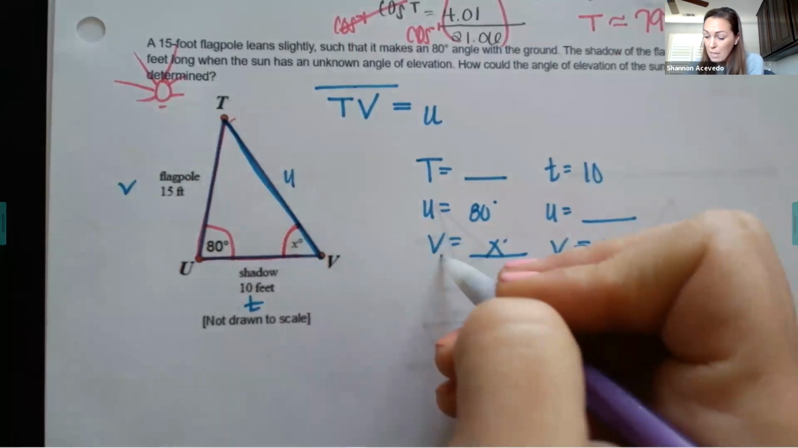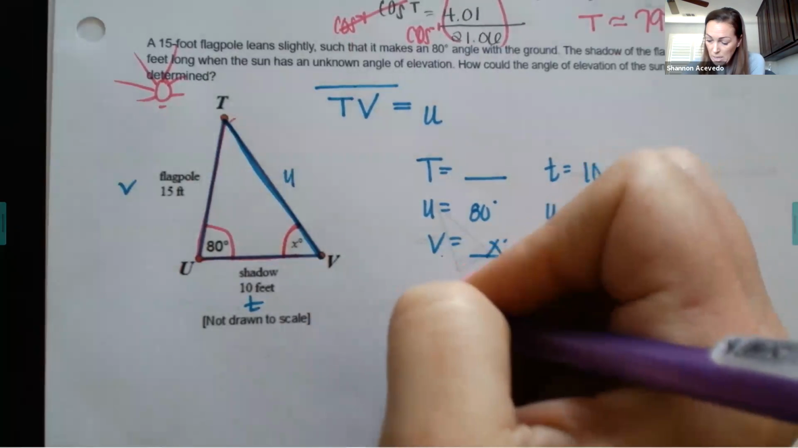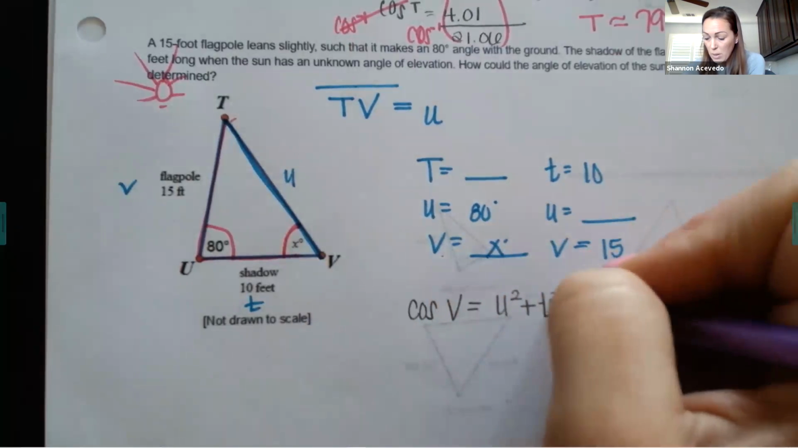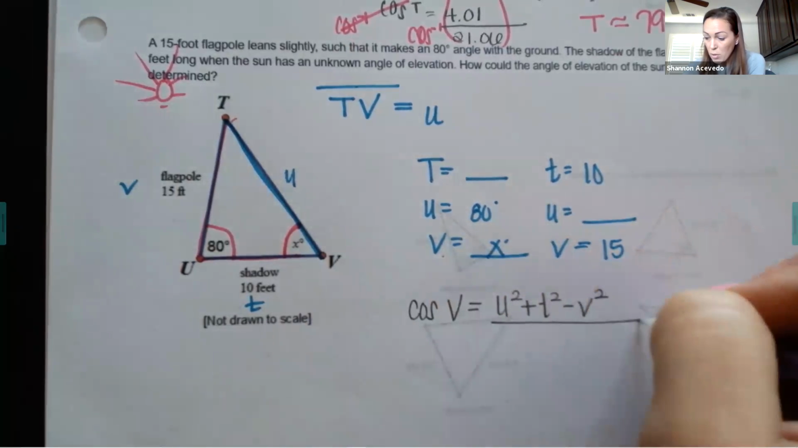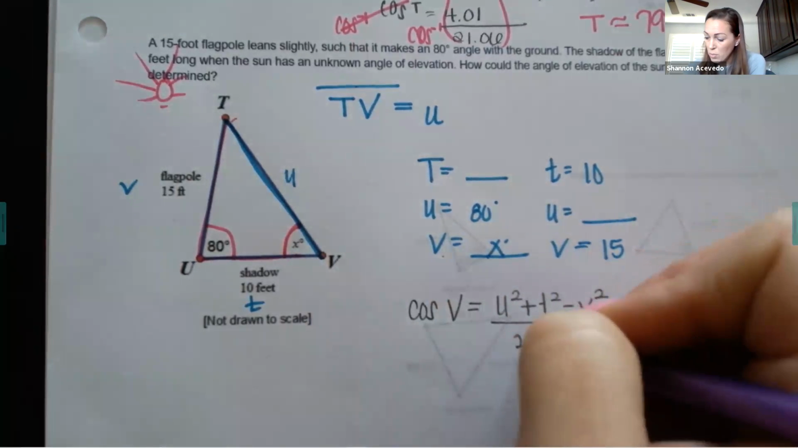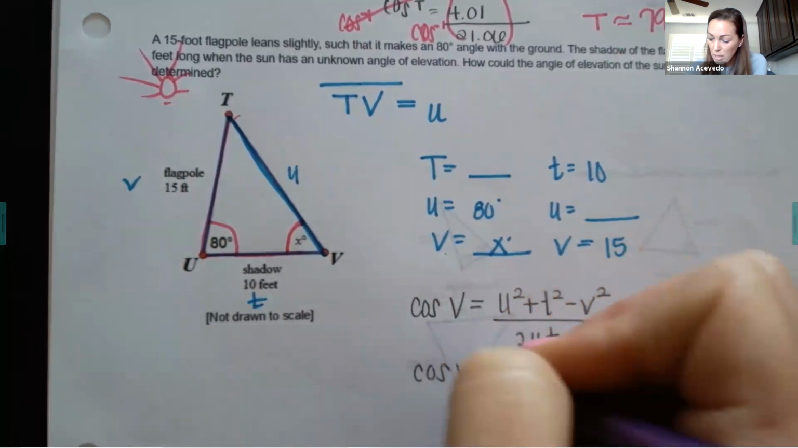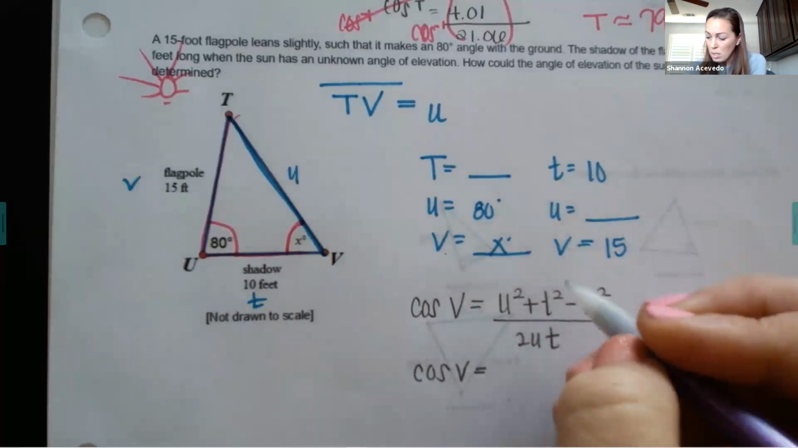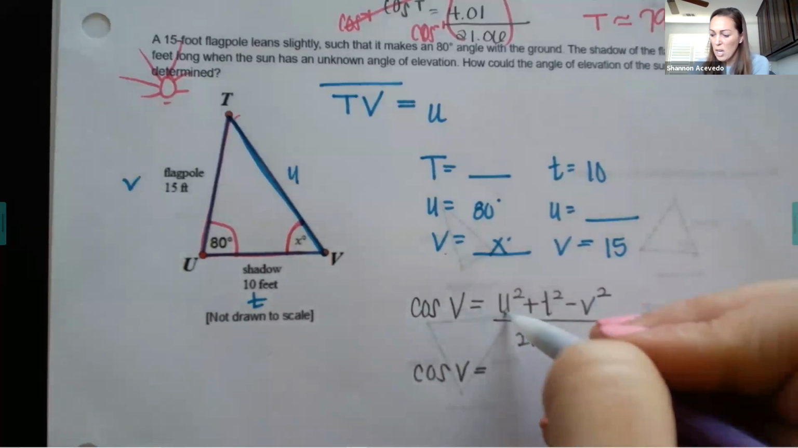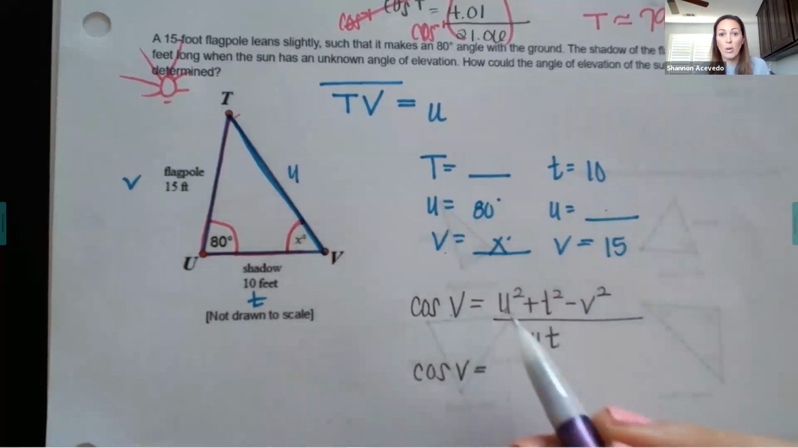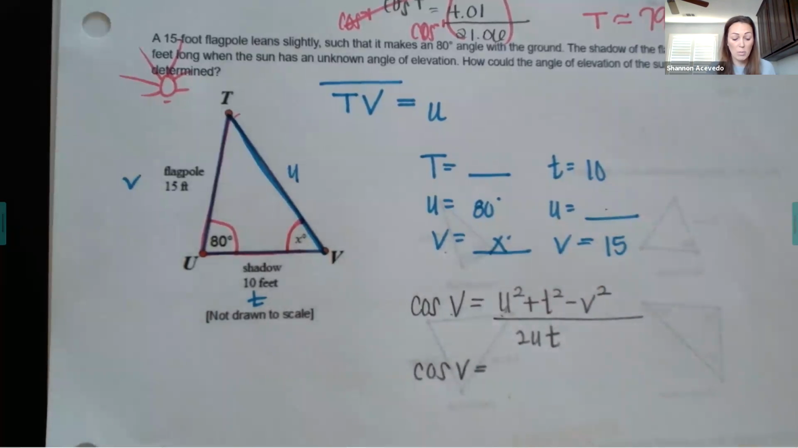So if I want my angle V, then I have cosine of V is equal to U squared plus T squared minus V squared all over 2UT. So I plug in all of the pieces I know. I go, okay, cosine of V is equal to, uh-oh, do I know what this is? I don't know what U is. That means that I don't know V and I don't know U, so I have two unknowns. I can't solve an equation with two unknowns. Does this mean I can't solve the problem? No, I could still solve it.